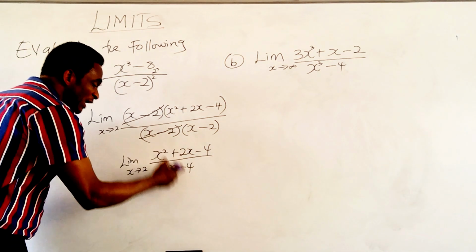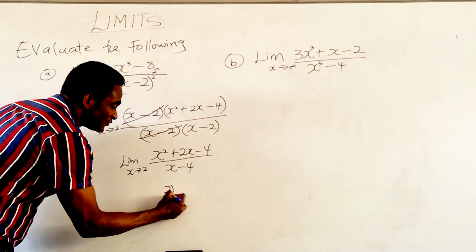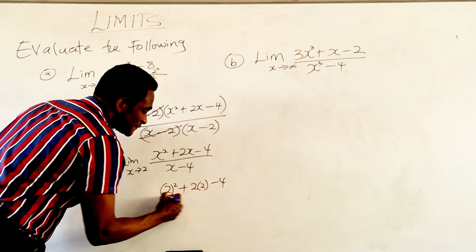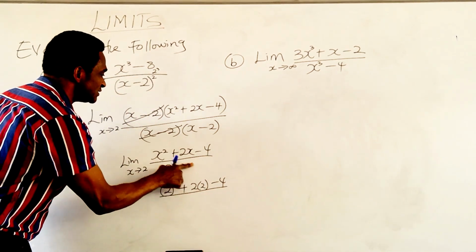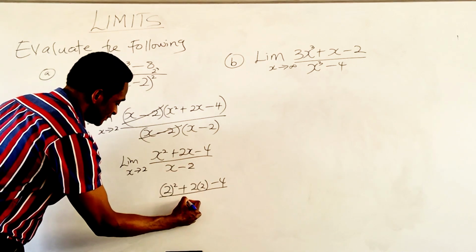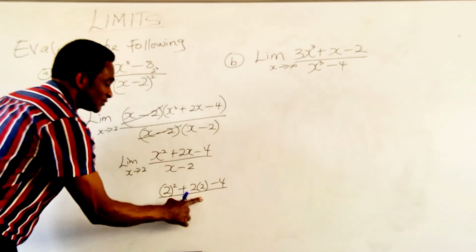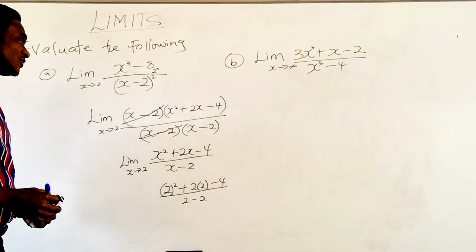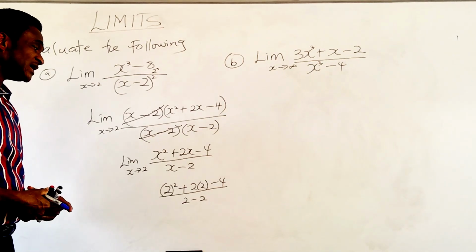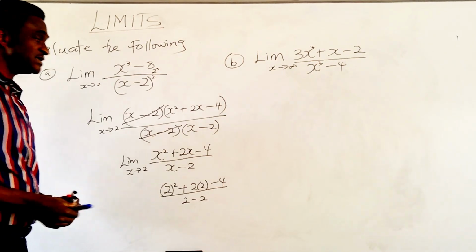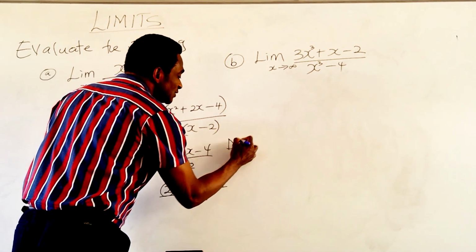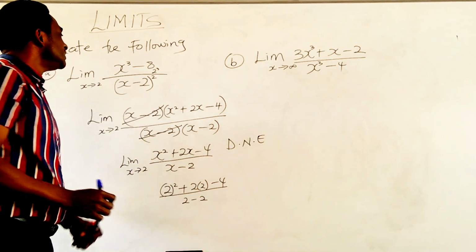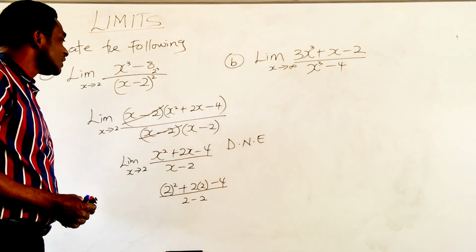So what do we do? Now we plug in the 2. So we have 2 all squared plus 2 times 2 minus 4, all over 2 minus 2. 2 minus 2 will give us a 0. Anything divided by a 0, what happens to it? Anything divided by 0 is undefined. So we say that the limit does not exist. So for this function, the limit does not exist.